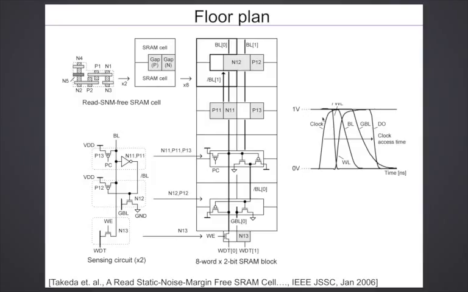So you see clock goes high, word line bar comes low and word line goes high, and then the bit line discharges. This is the bit line. And then when the bit line discharges, the global bit line discharges. And then the output also discharges. So clock high to output, this is the access time.